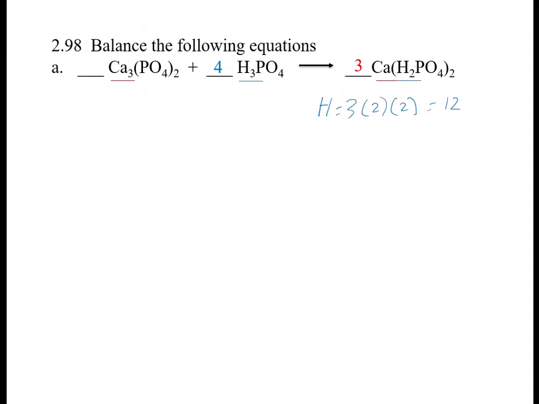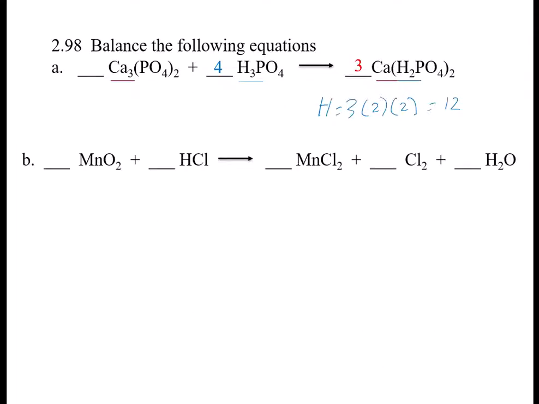Next one. I'm going to look at the manganese first. I've got 1 manganese here, 1 manganese there, so there are no coefficients there. Oxygen is the other thing that's only in one place. Oxygen, I've got 2 here and only 1 over here, so I'm going to put a 2 in front as the coefficient there.